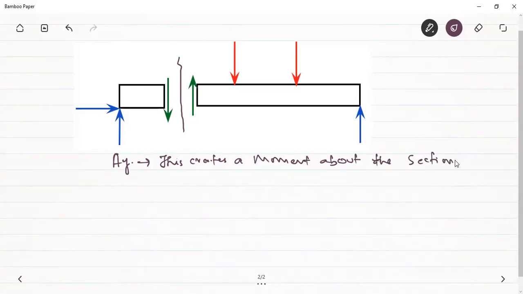So in which direction should it create the moment about this section? It should create a clockwise moment. But will this beam element move? Will this beam element rotate? It won't rotate because there will be a resisting moment in the opposite direction, which is known as the bending moment. So this is the complete FBD of this beam element. This creates a moment about section A in the clockwise direction, which will be resisted by a bending moment.